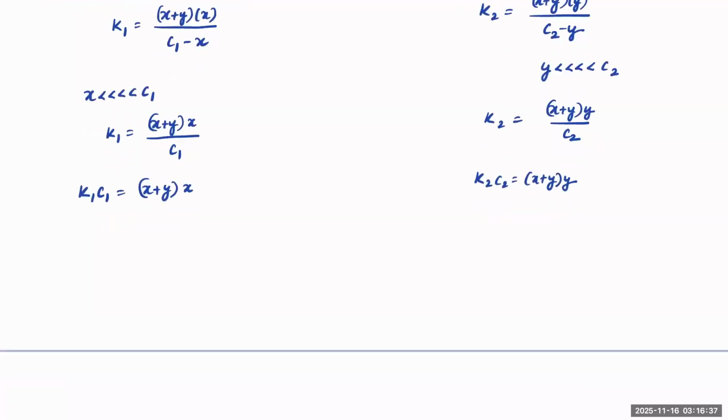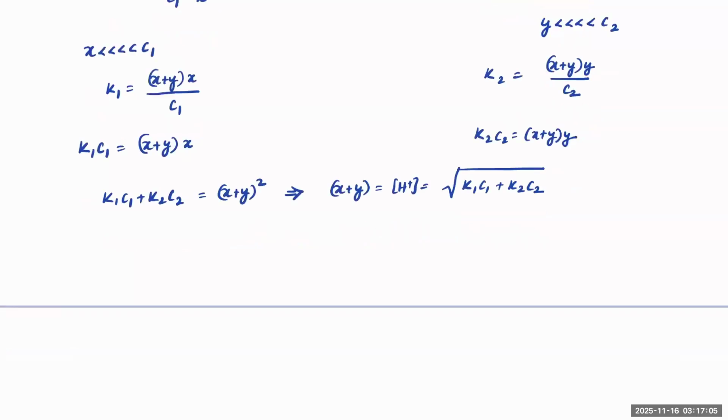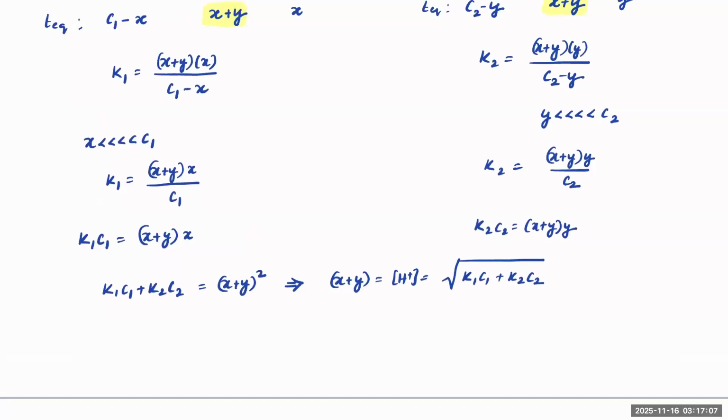Thus, you can notice that K1 C1 plus K2 C2, if I add them, I will get (X plus Y) whole square, isn't it? That implies X plus Y, which is nothing but the H plus ion concentration, is equal to under root of K1 C1 plus K2 C2. This is how you calculate the H plus ion concentration if you have two weak acids. Clear?